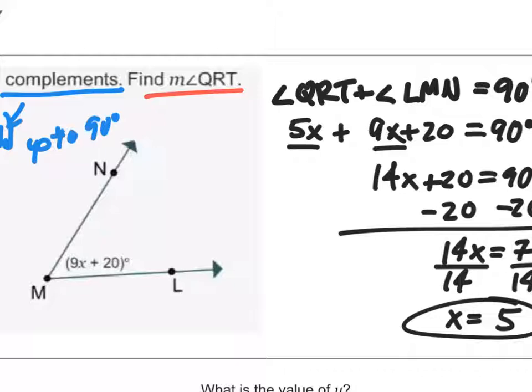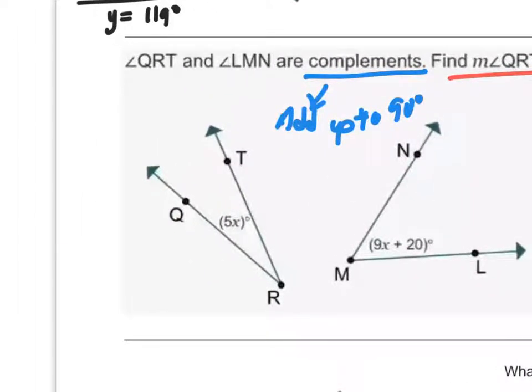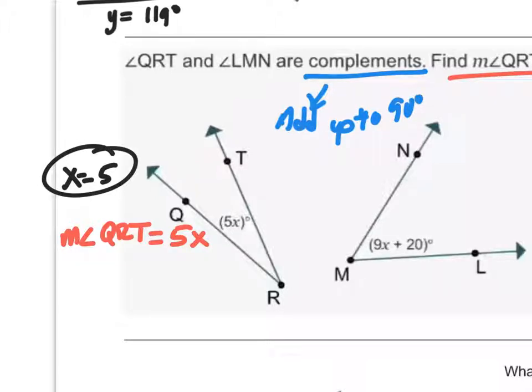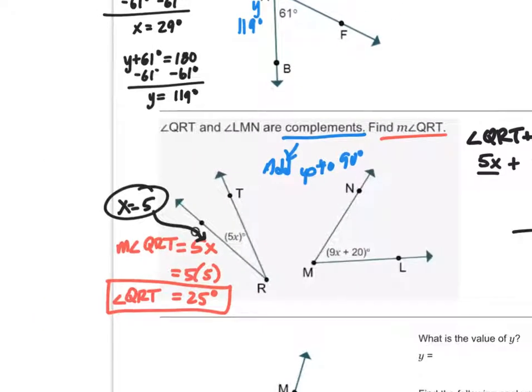So I'm going to say this. The measure of angle QRT was 5x. Now remember, we found out that x was equal to 5. So I'm going to plug 5 in for x and see what we get for that angle measure. That's just going to give me 5 times 5, which is a total of 25 degrees. So angle QRT has a measure of 25 degrees, and that's us answering that question.